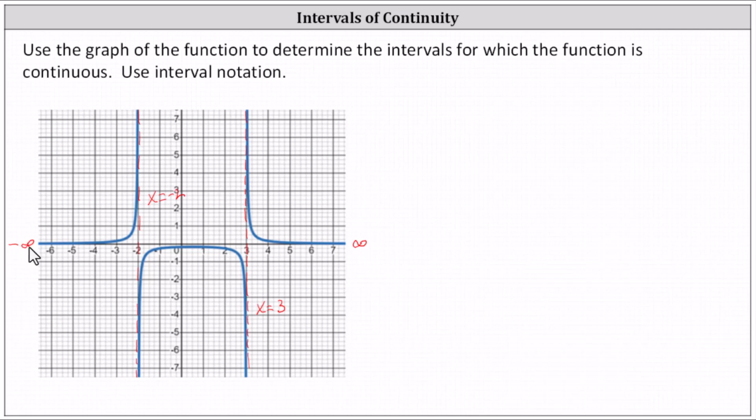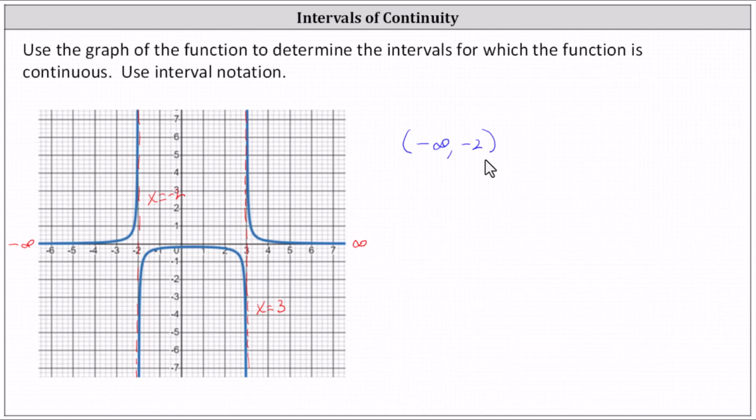And now let's give the intervals for which the function is continuous using interval notation. On the left we have the open interval from negative infinity to -2. -2 is not in the interval. This indicates we have a rounded parenthesis: negative infinity, comma, -2 with a rounded parenthesis. Recall we use a square bracket when the endpoint is included, and we always use a rounded parenthesis for positive infinity as well as negative infinity.